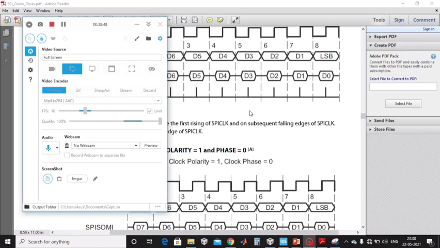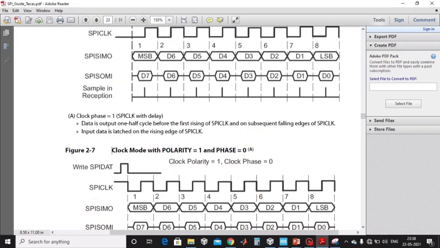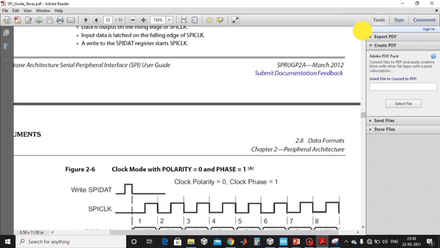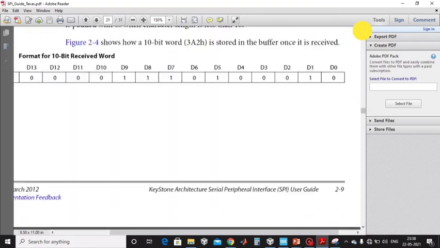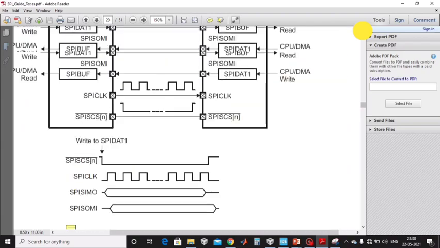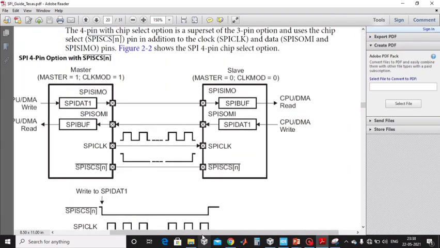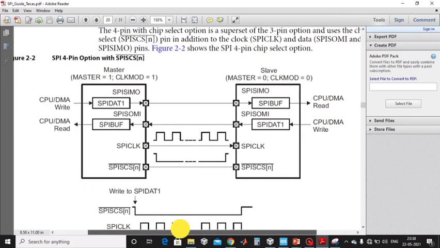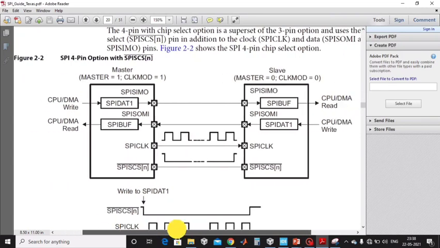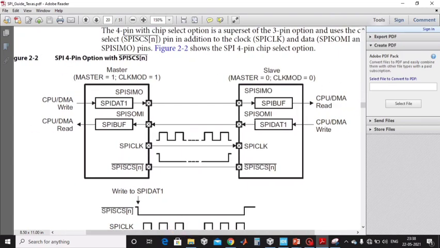I hope this polarity and phase part of the SPI communication is clear to you. So basically there are two things which are important for a software developer who is working on the SPI protocol. First thing is clock, the maximum clock which is supported by this device.